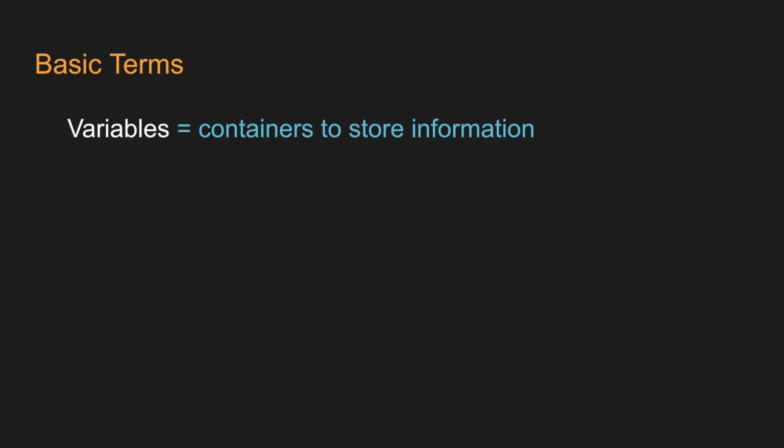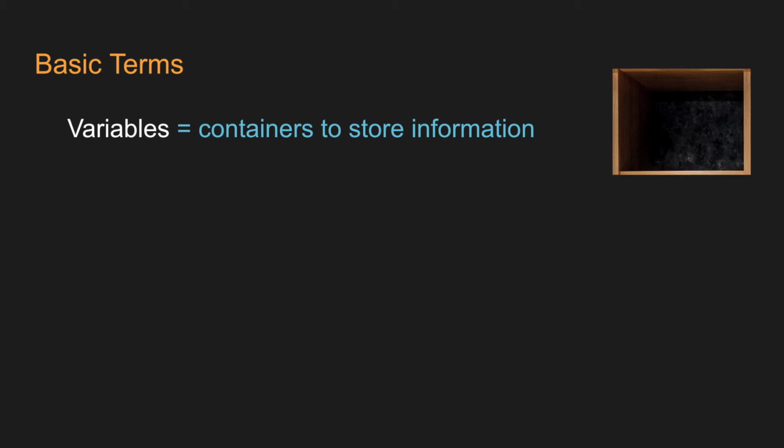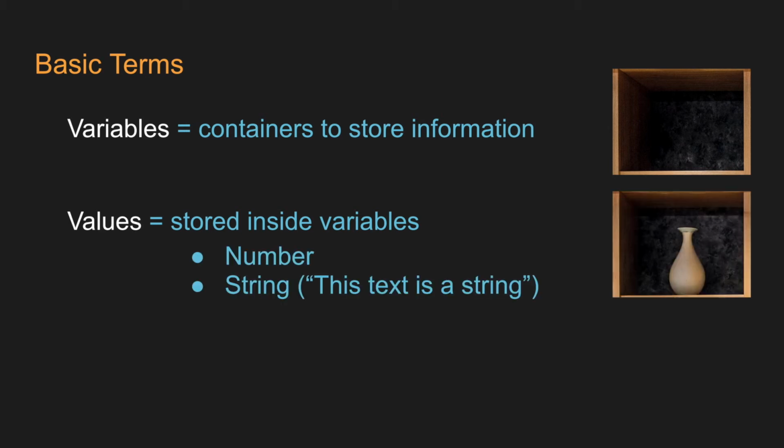Variables are used to store information in scripts. You can think of variables like little storage cubbies, boxes that you create to put things in. What you put inside are called values. There are many types of variable values, but the main types that you'll be using in NeuroTask are number and string. String basically means text. Think of how a word is a string of characters. Strings always have to be inside quotation marks.